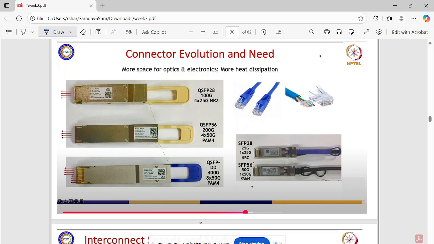So this is like physical media connectors. Say standard LAN cable, RJ45. It consists of multiple copper conductors inside.